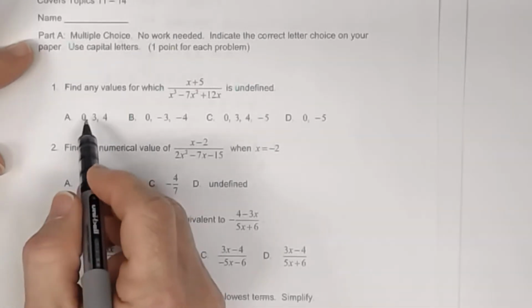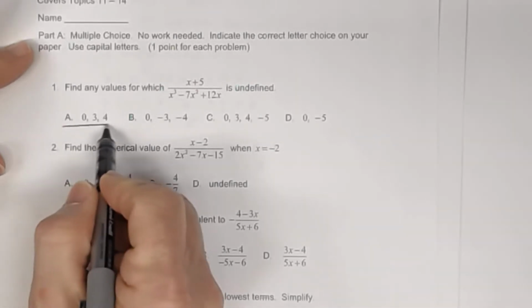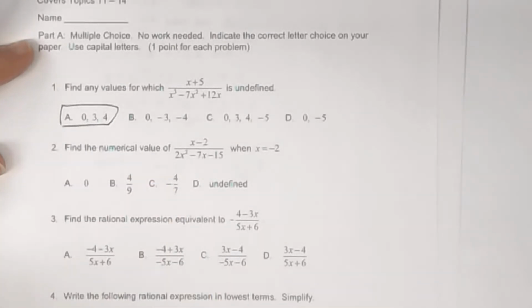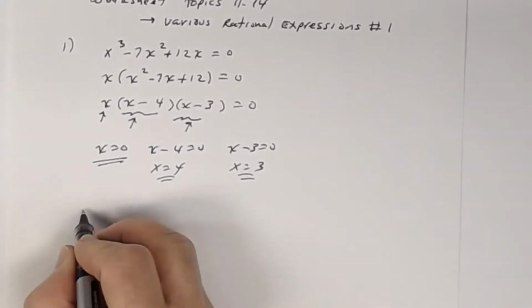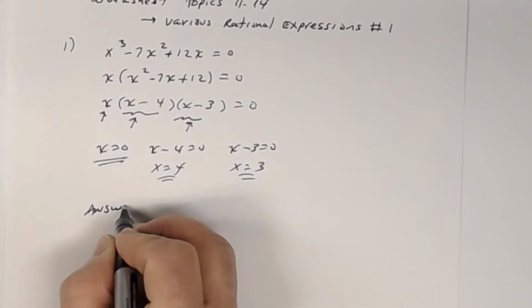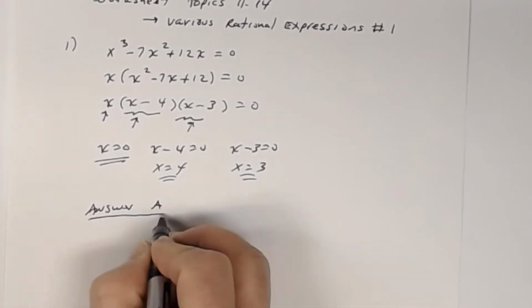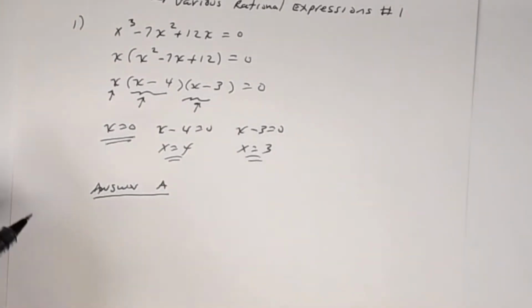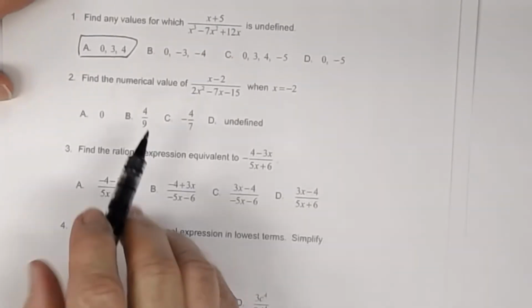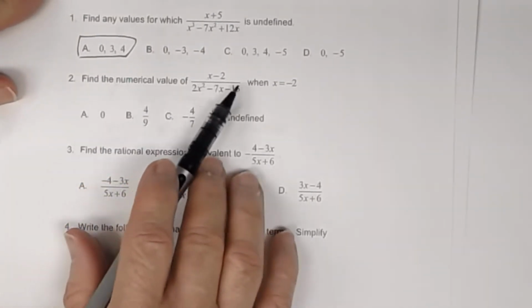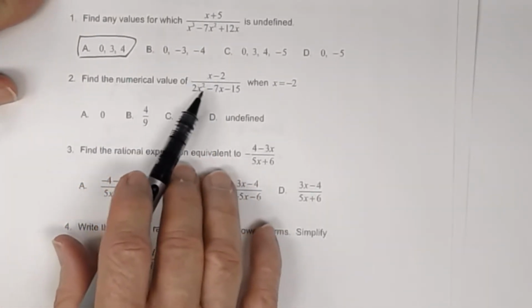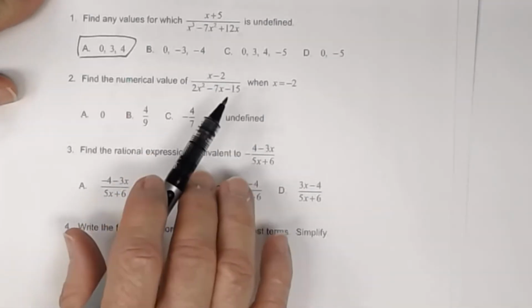So that would be choice A. That's the answer for number one. The answer is A. All right, number two. It says find the numerical value of this rational expression when x is negative 2.